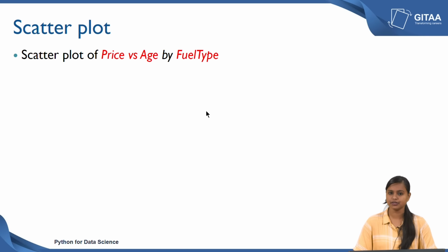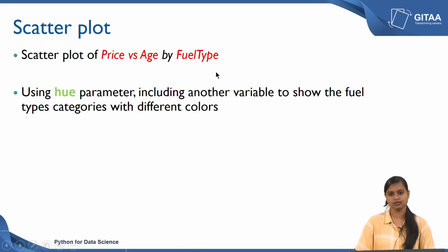In this example, we are going to create a scatter plot of price versus age by fuel type. By fuel type, in the sense, we are going to add one more variable into the scatter plot, that is the variable fuel type. Why are we going to add that? Because it is of interest to check the relationship between price and age by adding another variable, fuel type, like how price varies when the age increases with respect to different fuel types of the car. That can be added by using the parameter called hue and including another variable to show the fuel type categories with different colors. Here we are going to add fuel type under the parameter called hue, and we are going to represent the fuel type with respect to different colors.